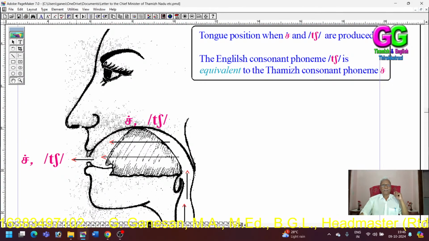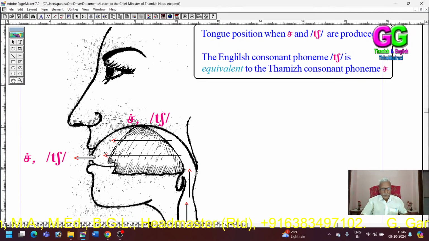This is the diagram. See, tongue position when each is produced. This is the center of the tongue. This is the center of the root. So we have made a tight contact between the center of the tongue and the center of the root.